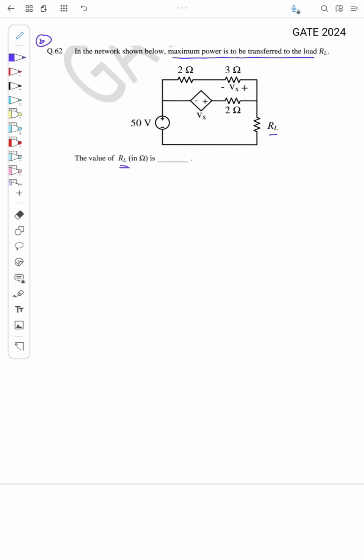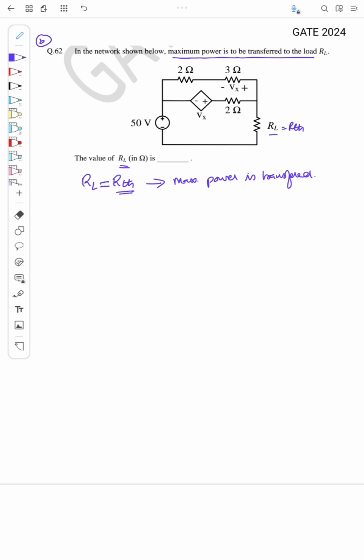So the value of RL should be equal to the Thevenin resistance RTH, right? If RL is equal to the Thevenin resistance RTH of the circuit, then we say that maximum power is transferred. So the question is to actually find what is RTH, and that value will be equal to RL. Okay, so how to find that?